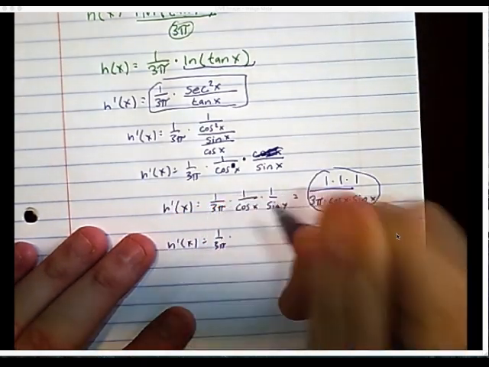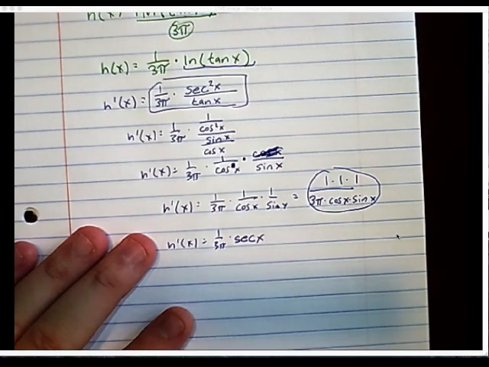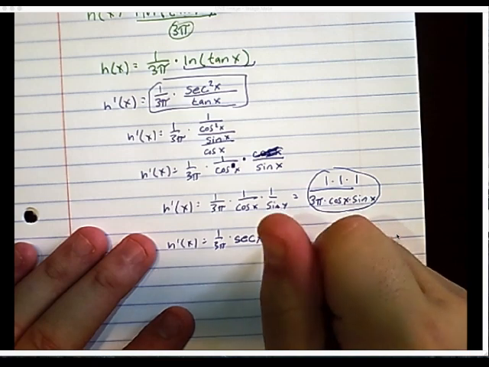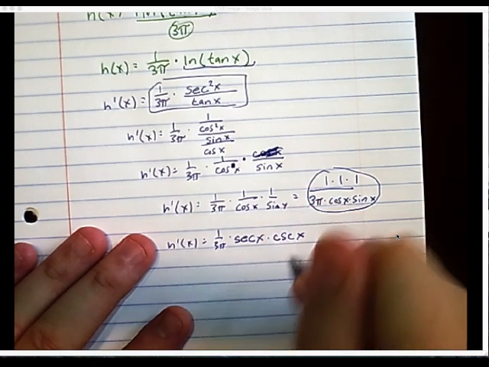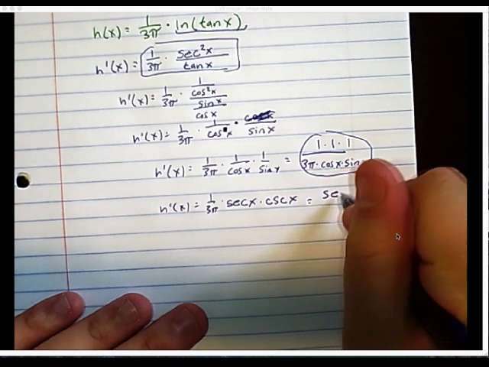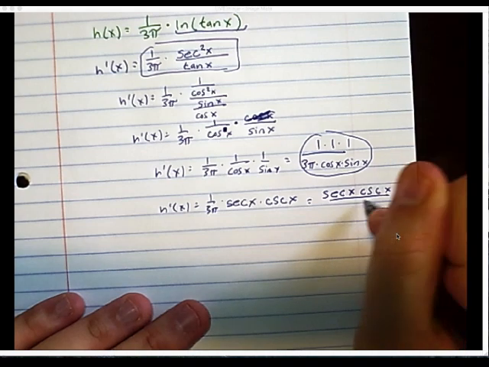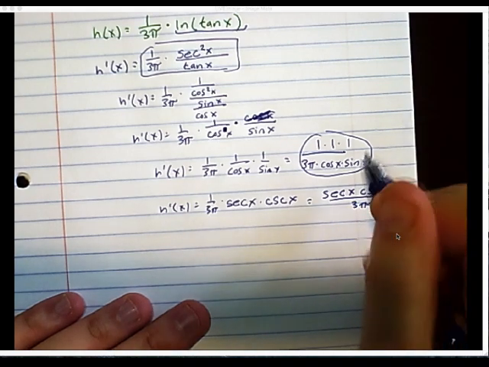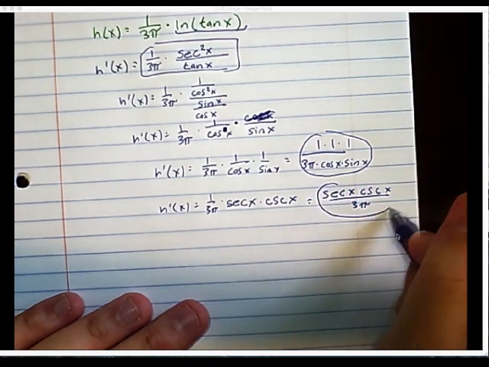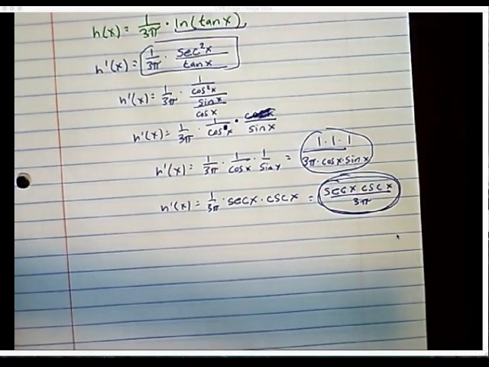You should know that 1 over cosine is really the same thing as saying secant, and 1 over sine is the same thing as saying cosecant. Okay, so they actually could write the answer as secant of x, cosecant of x, all over 3 pi. And that's probably how, if this was a multiple choice question, the answer would appear. They'd probably leave it like that.